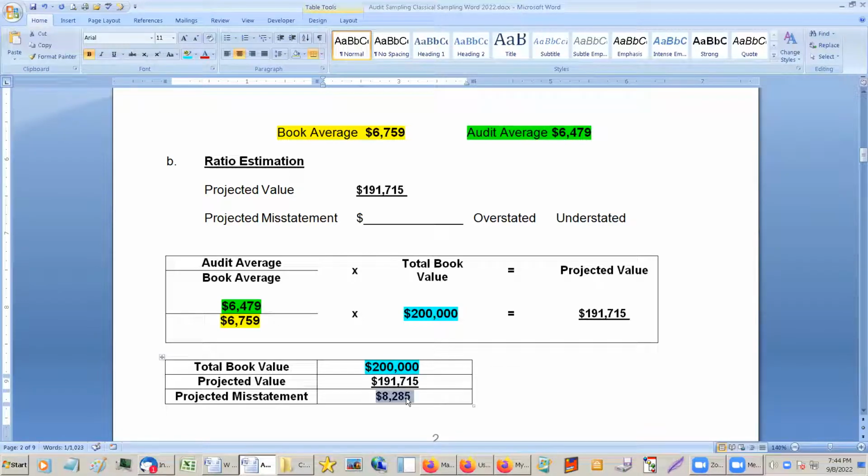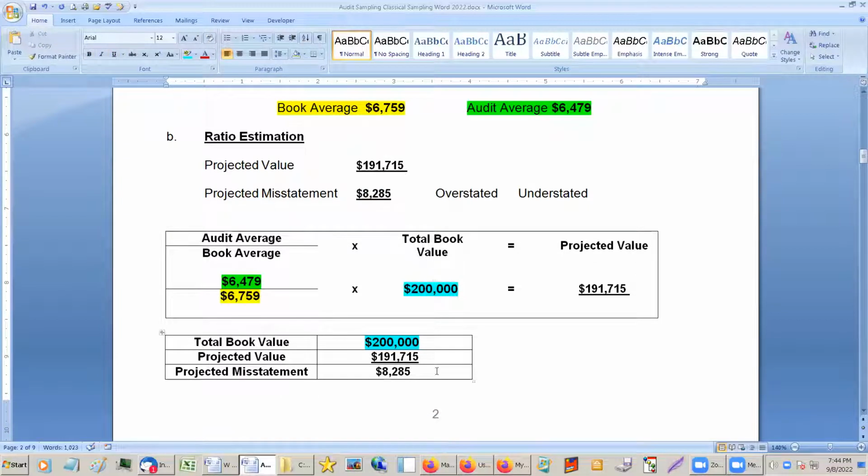So the misstatement is, now notice that depending on what method you use, you can come up with a different misstatement. What we're saying is worth 191, the auditors say that, the client, whoever we're auditing, says it's worth 200,000. So again, it's overstated. Yep, they have 8,285 too much. And by the way, on the CPA exam, a lot of times they'll have multiple choice questions, and it'll be overstated by this, understated by it, whatever.